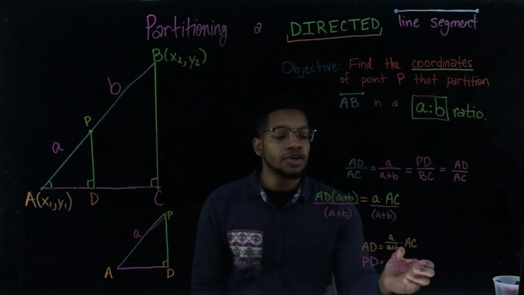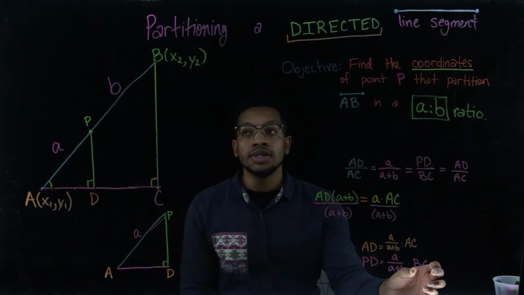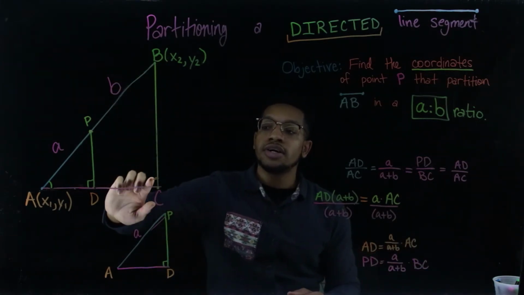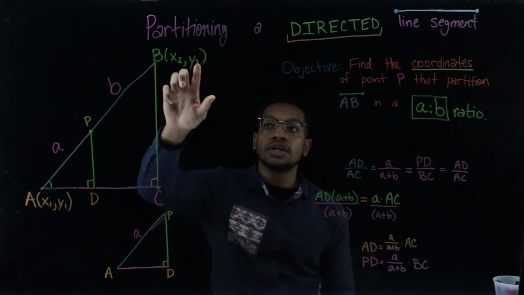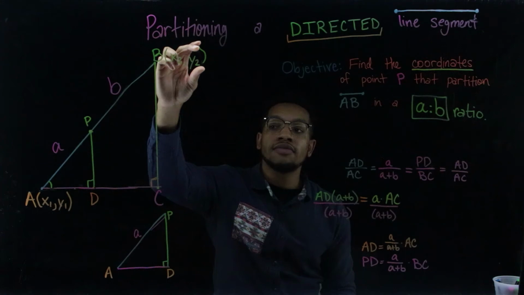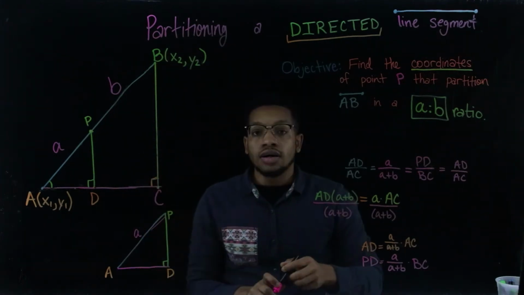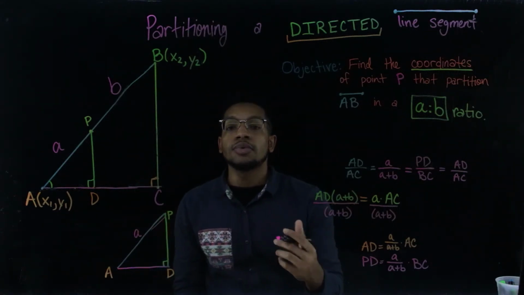Now what we need to figure out is how long AC is and how long BC is. If we look, BC is this side right here. If we know the coordinates of point C, I can just do the difference of the Y values: this Y value minus this Y value, and that'll give me the length of that side. So now we need to figure out the coordinates of this point C, so that can help us find our lengths.